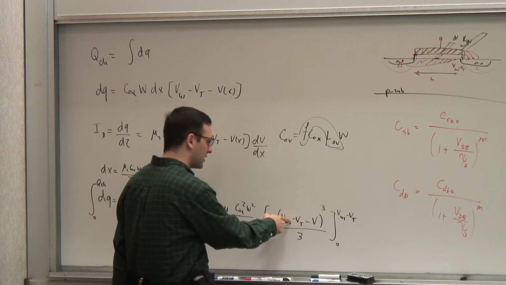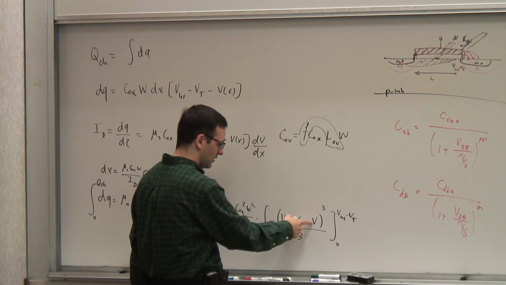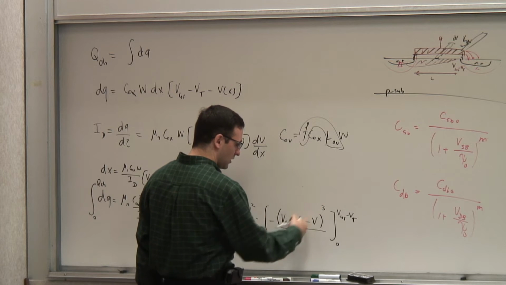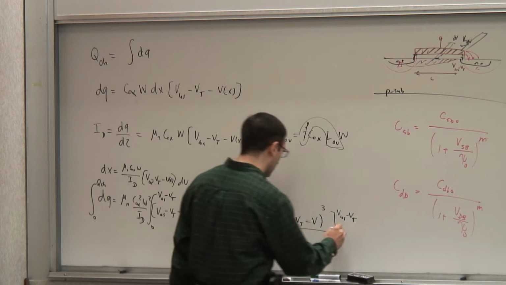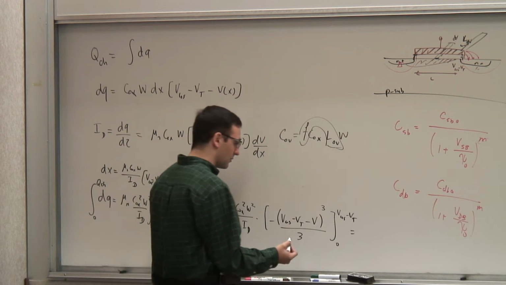Now, if I plug VGS minus VT in this thing, it would be 0, right? If this is VGS minus VT, this is 0, so the minus sign goes away, and for 0, it becomes VGS minus VT cubed divided by 3. So this whole thing is VGS minus VT cubed over 3.